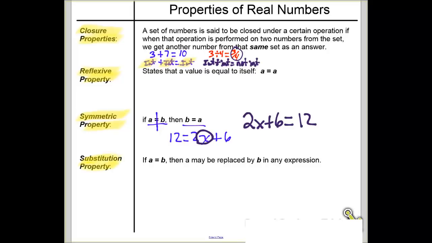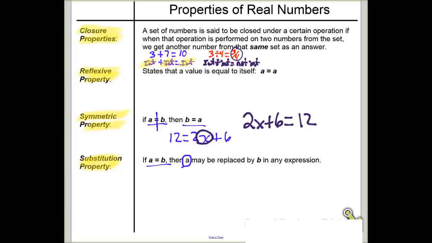Substitution is our last one here, and substitution should be pretty obvious, but it's a very powerful property that students overlook all year long. When in doubt, substitute. It says if A equals B, then A, this should be a little boldface, A may be replaced by B in any expression.